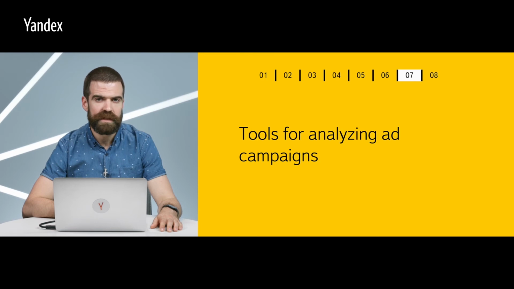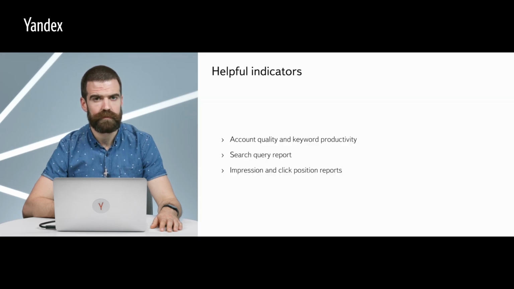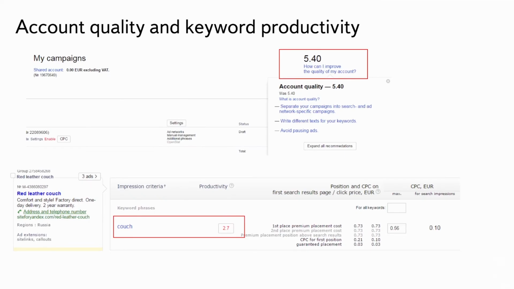And now, let's move on to the next topic of our lesson, tools that you can use to analyze your ad campaigns. So, which tools are available? First in line are the tools that help select and refine your keywords and forecast your impressions, clicks, and, as a result, your budget. Pay attention to indicators like account quality and keyword productivity.